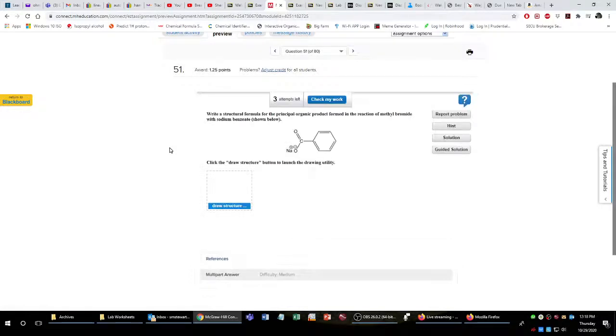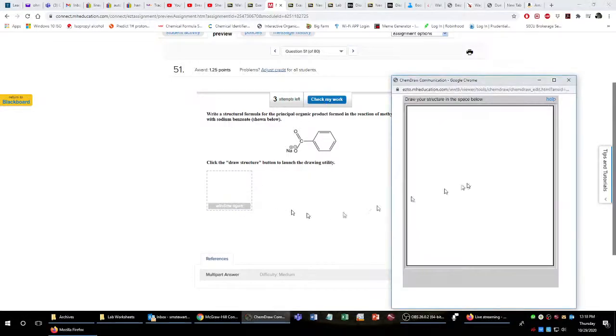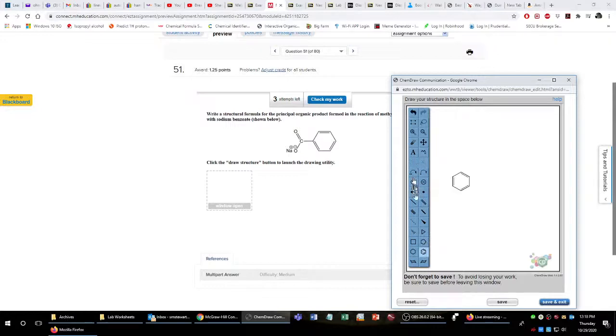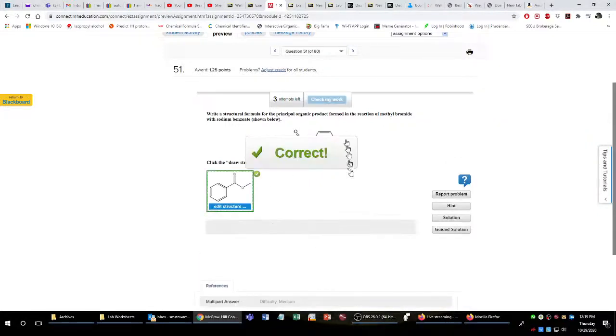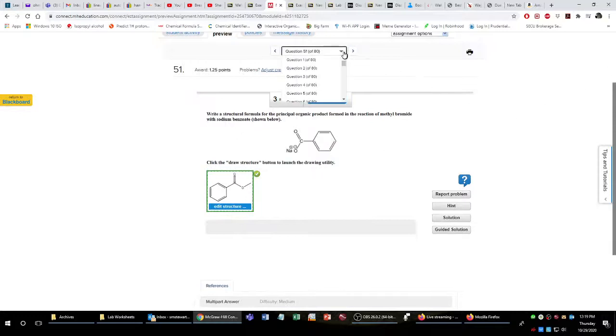Question 51, I'm guessing, is the same vein. Write the structural formula for the principal organic product formed in the reaction of methyl bromide and sodium benzoate. This is also a nucleophilic displacement reaction. So this lone pair here on oxygen is going to displace the bromine on the methyl bromide. The oxygen here next to the sodium is going to displace the bromine in the methyl bromide to give us methyl benzoate, and give us that product.